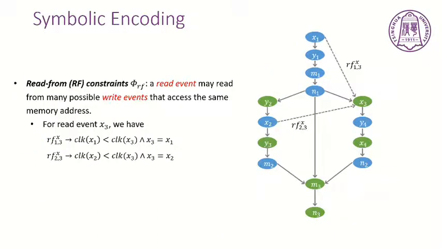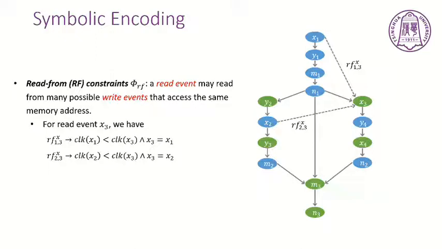Moreover, because of thread interference, a read event may read its value from many possible write events that access the same memory address. So we call this constraint the read from constraint. For the read event x3 in the example program, we can see there are 2 possible write events that x3 may read from, that is x1 and x2. Then we have 2 read from constraints, one from x1 to x3, and the second from x2 to x3.